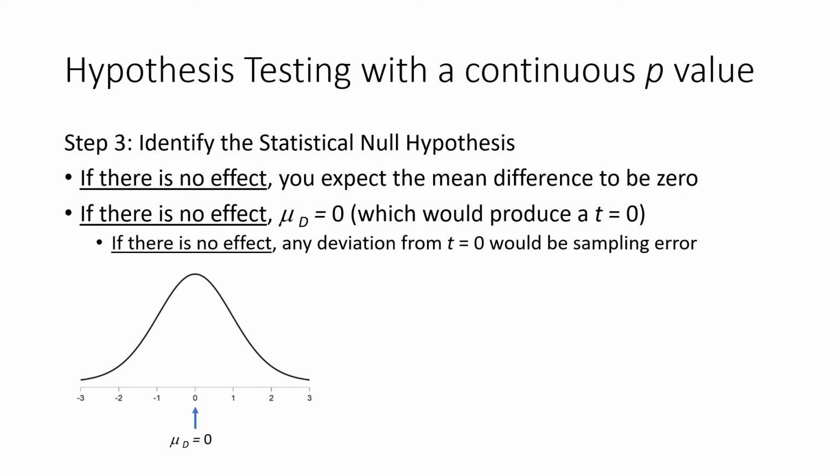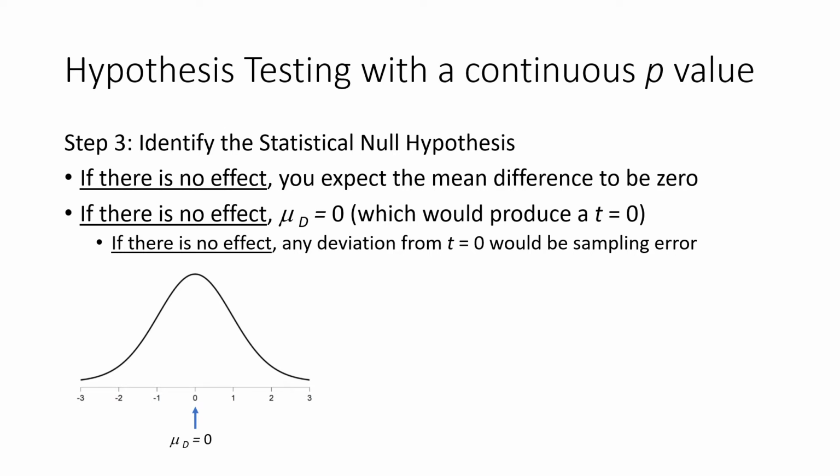Next, we want to identify the statistical null hypothesis. And again, as always, the statistical null hypothesis is what you'd expect if there is no effect. In other words, in this case, if there is no difference in the number of off-road glances produced when using either of the 2 texting methodologies. If that is the case, then you would expect that mean difference to be 0.